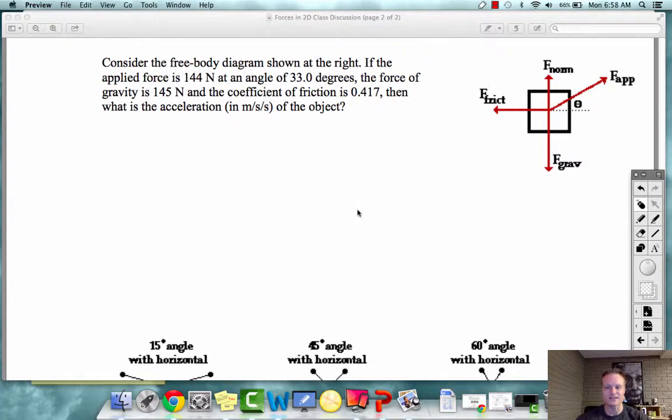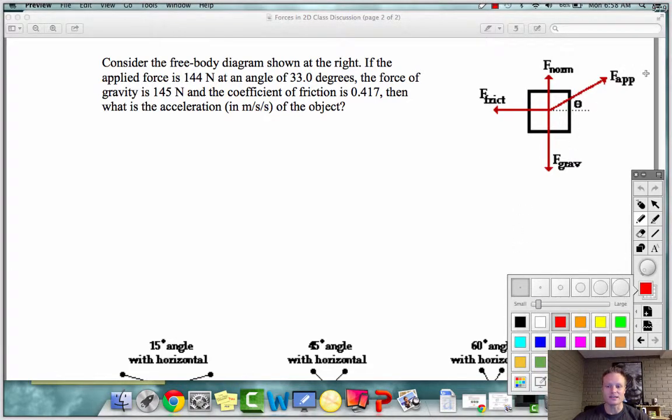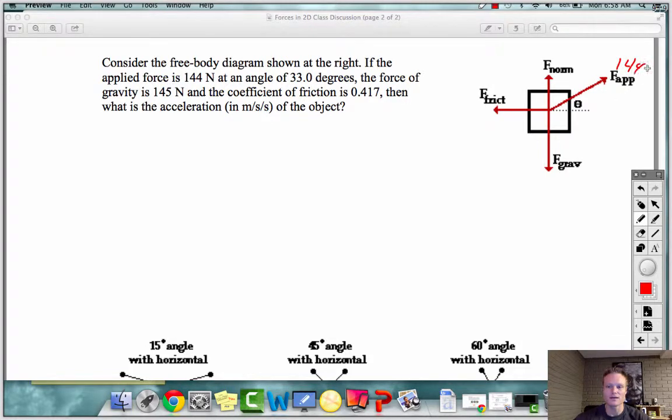Okay, so there's a lot of stuff going on here. The first thing I'm going to do is write in what I know about some things. So F applied is 144 newtons. Sorry, that doesn't look like a 4, but this is 144 newtons. They also said that the force of gravity is 145 newtons. Okay, so gravity's pulling down on this box by 145 newtons. Another little thing that they tell us is that theta here is 33 degrees.